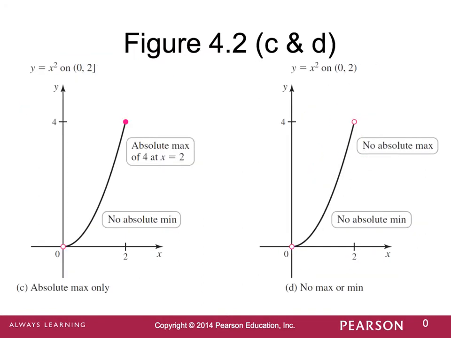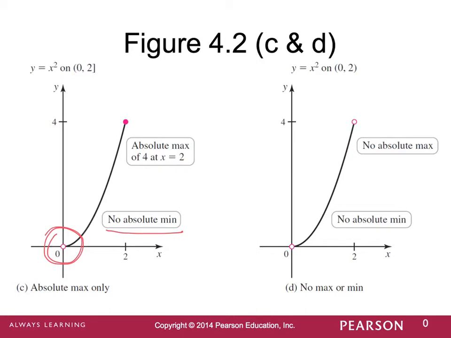Continuing with this same function, but now let's look on the open interval of 0 to 2. We have no absolute minimum because we have an open circle here. We're not including that point, so we can't have a minimum because what is our x value? It's not 0. We're not defined at x equals 0.